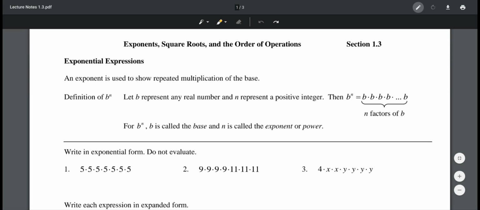Today's topic is exponents, square roots, and order of operation. Exponential expressions is what we're going to talk about first. Make sure everybody's on the same page with that. An exponent is used to show repeated multiplication of a base.